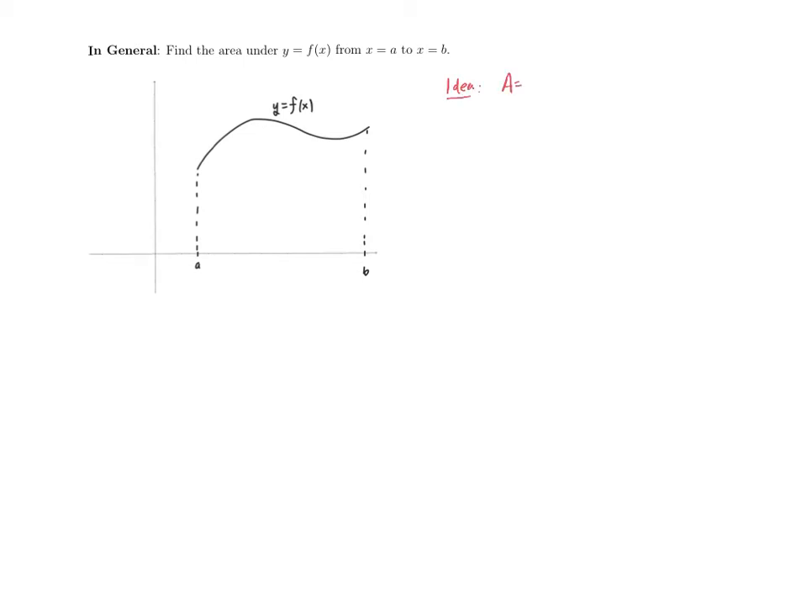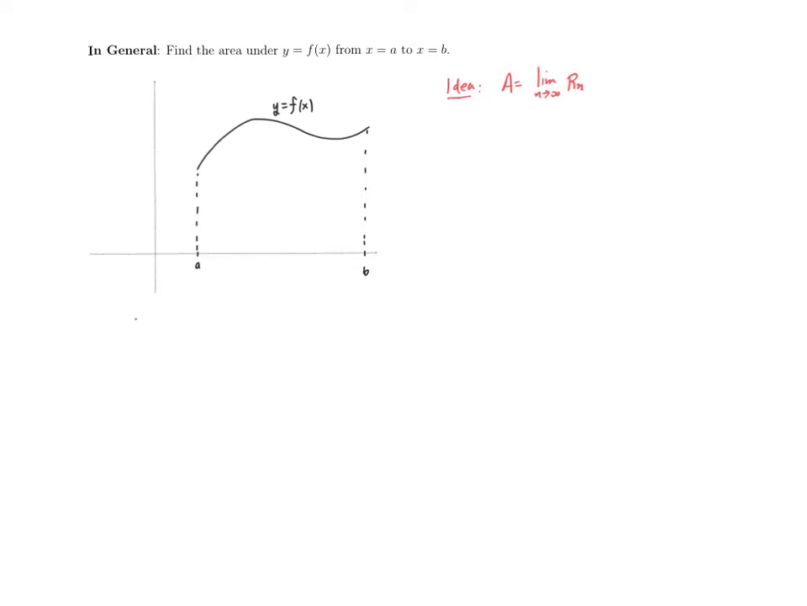The area is going to be equal to the limit as n approaches infinity of R sub n, where R sub n is what we refer to as the right-hand approximation of the area under this curve using n approximating rectangles with the height determined at the right-hand endpoint. So to start off, we need to take the interval from a to b and break it up into n equally spaced subintervals.